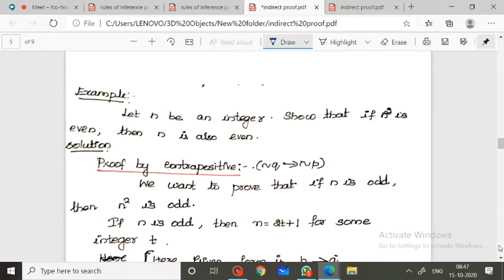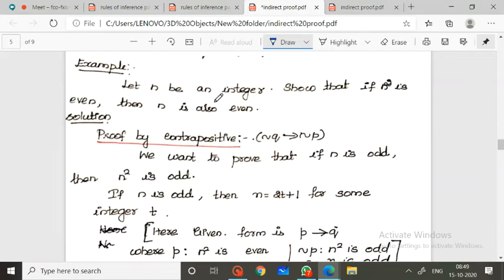So in this first question, see, let n be an integer. Show that if n square is even, then n is also even. On seeing this question, you can understand that this is a conditional statement, isn't it? So you can understand that the given question is a conditional statement.